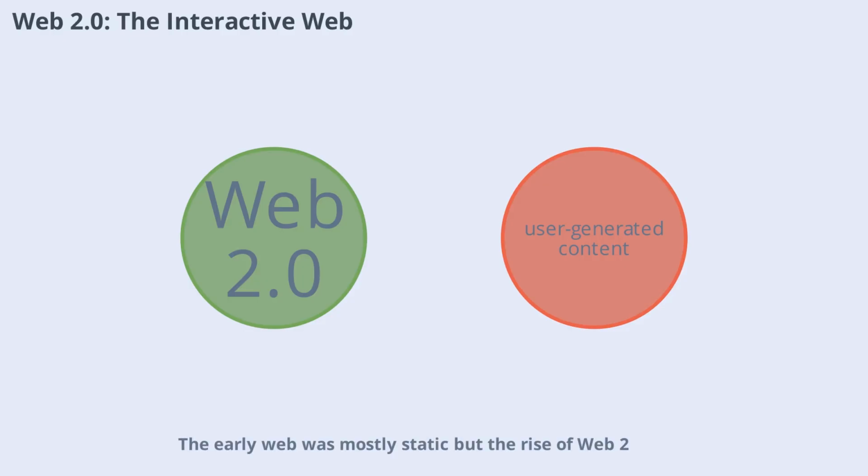Early web was mostly static, but the rise of Web 2 brought interactivity and user-generated content. Blogs, wikis, and video sharing sites like YouTube allowed anyone to create and share content. This shift empowered users and made the web a more dynamic, participatory space. Web 2 technologies continue to shape how we interact online.